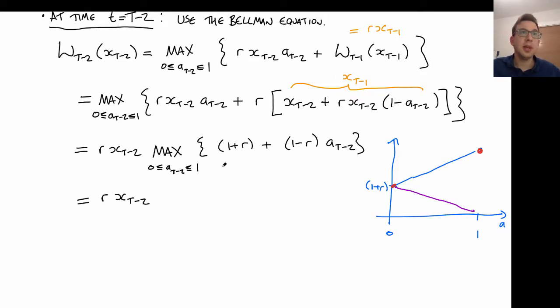So it's either going to be that a is equal to 0, so you consume nothing, and in this case you get 1 plus r, or you consume everything and we get 2, and we're going to take the bigger of those two options. So we've got one option that corresponds to consuming everything and one option that corresponds to saving everything.